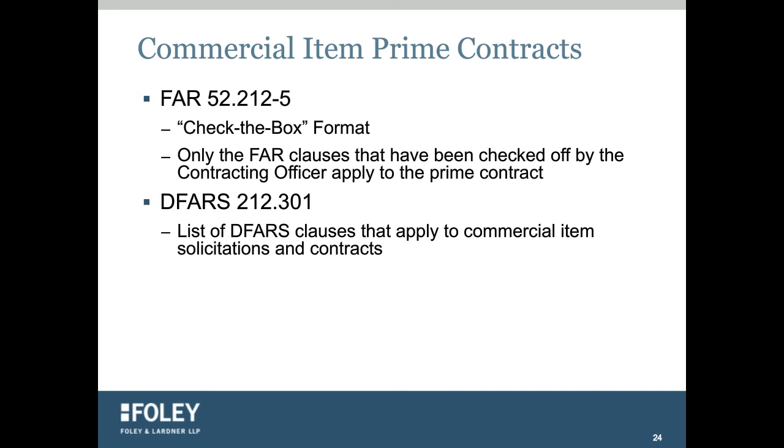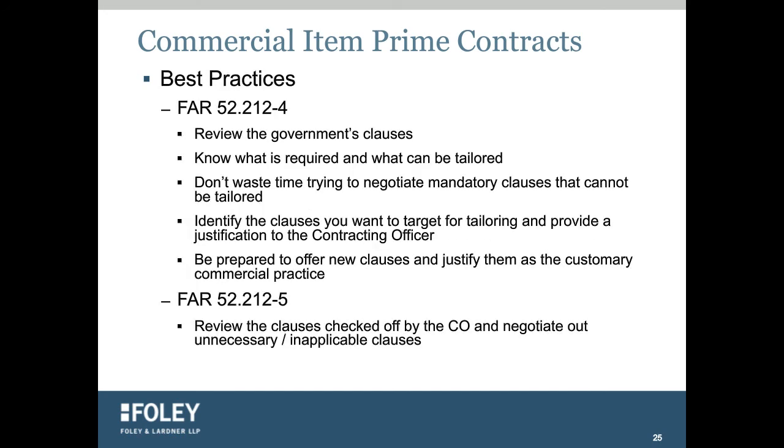So what are the best practices? For a prime contract, know what can and can't be tailored. You're going to waste your time with the government if you're trying to tailor some of the paragraphs that can't be tailored. If you're looking at 212-5 and what's checked off, if the government's required to include it based on the policy language in the FAR or DFAR, you're going to waste your time trying to negotiate those out. But the contracting officers don't always get it right. So anyone from the government in the room, I apologize. But sometimes they check off the wrong clauses, and we help clients to identify that.